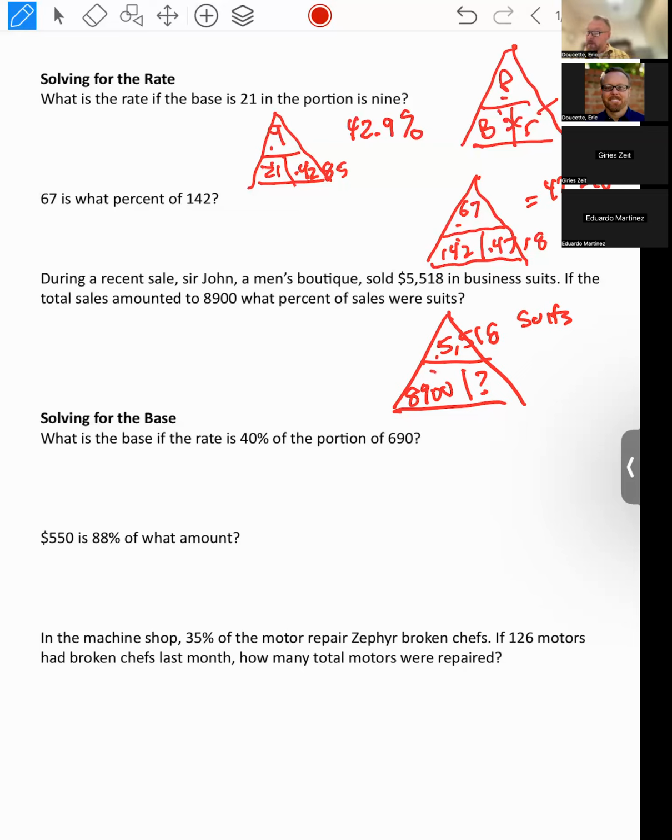So in this case, I just follow my formula. I'm going to divide 5,518 divided by 8,900. My answer comes up to 0.62 or 62%. So what that tells me is 62% of my total sales was suits. So we were able to solve for the rate using the portion formula, and you will have some problems like this on your quiz, as well as some problems like this on your check-in assignment.